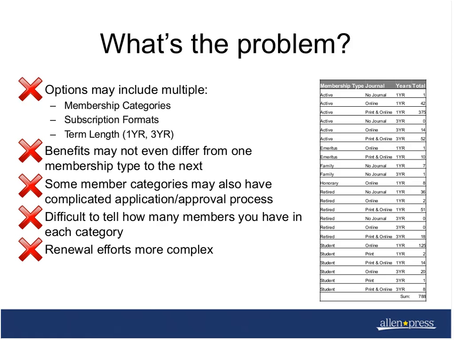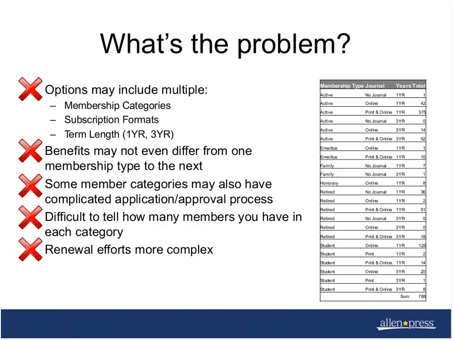Some membership categories may require some application or approval process, but why? Does the organization really deny a student or an emeritus member? Once you have set your membership structure, can you view a summary and know how many members you have? If you have 600 members, do you really need or want 24 different membership categories? With such a large quantity of categories, how is the renewal campaign executed? Are multiple notices developed, or is one complex notice used for all members?